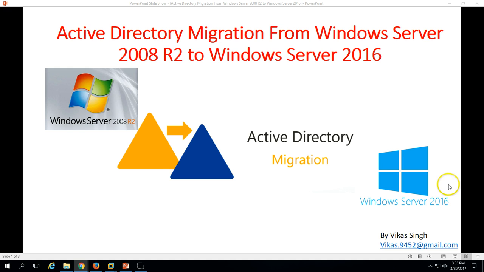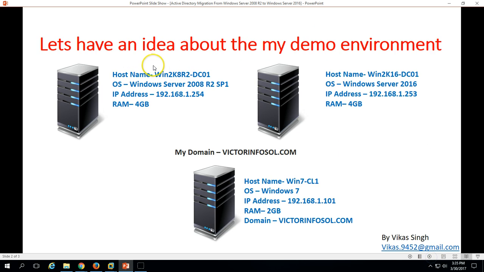So here is my environment which I am going to use to migrate Active Directory from 2008 to 2016. The first machine is Win2K8 R2 DC01, on which I have installed Windows Server 2008 R2 Service Pack 1, and this machine is my domain controller, currently functioning as a DNS and Active Directory server. My domain name is victorinfosol.com.